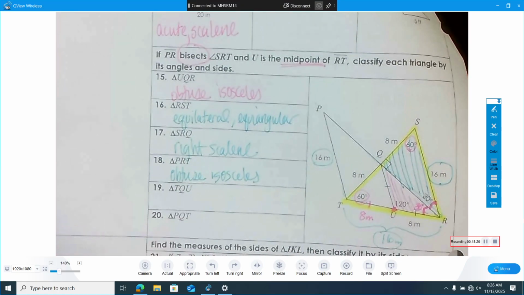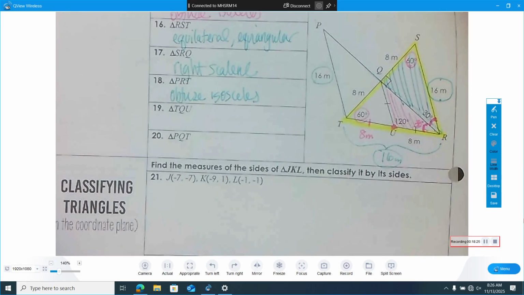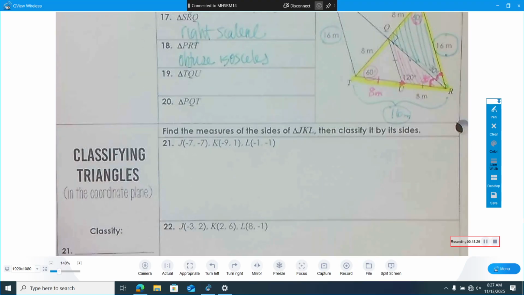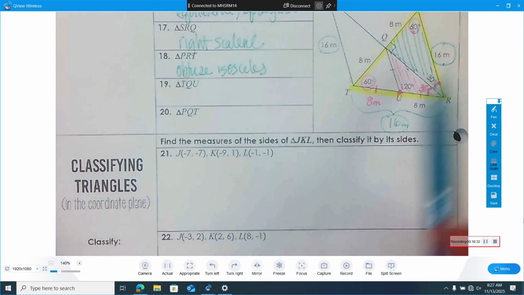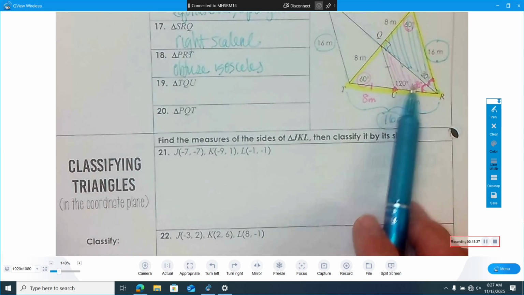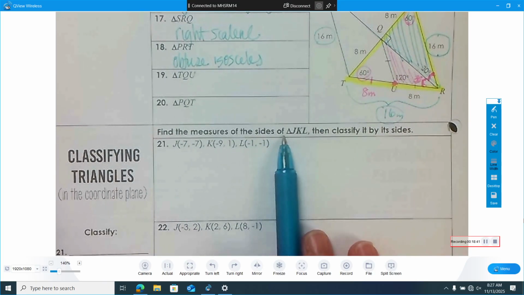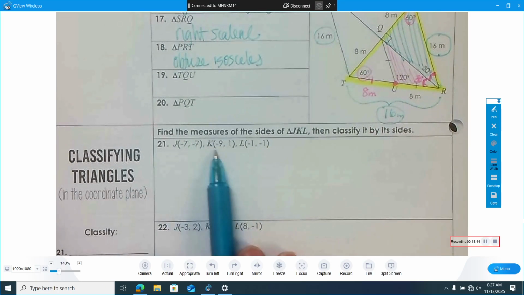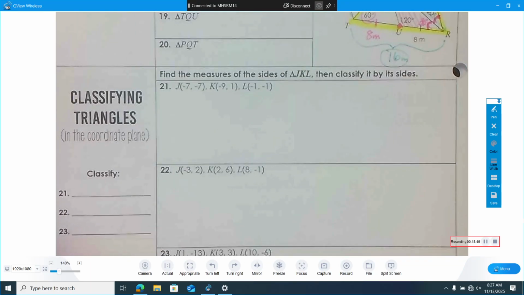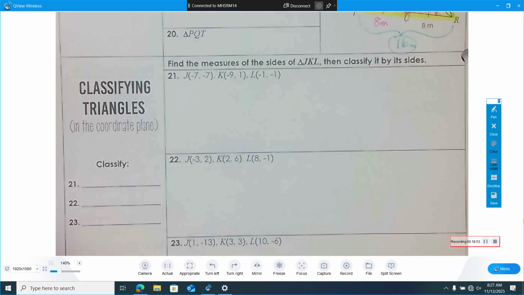All right. How do you feel about that? Pretty okay? All right, we're going to stop there. Super. And then not only can we classify our triangles by looking closely at pictures, we also can find the measures of the sides of triangle JKL in a coordinate plane. And then we can use the distance formula to classify it by the lengths of all the sides.